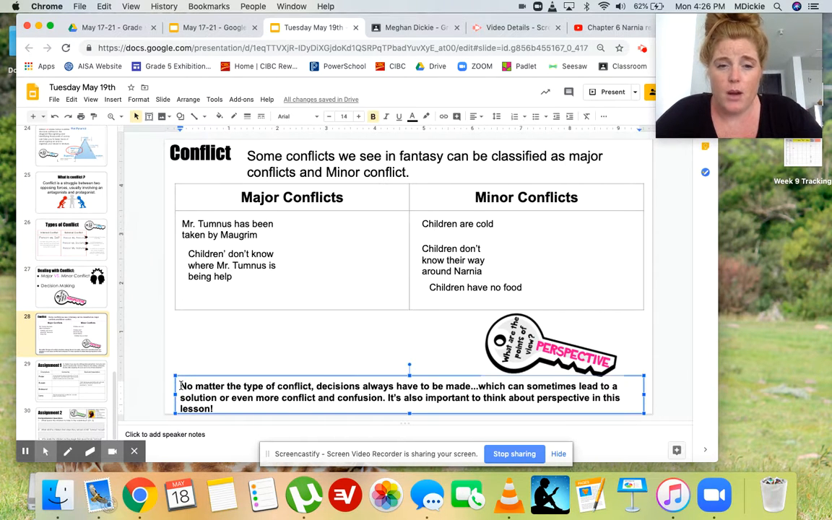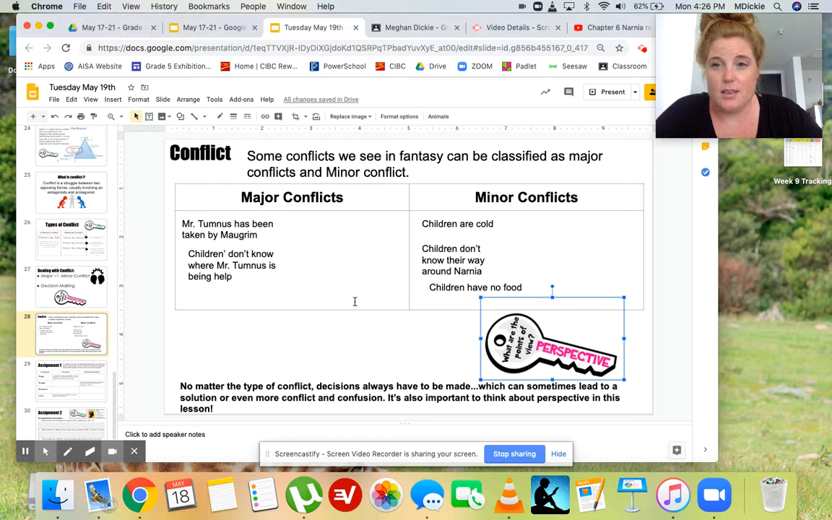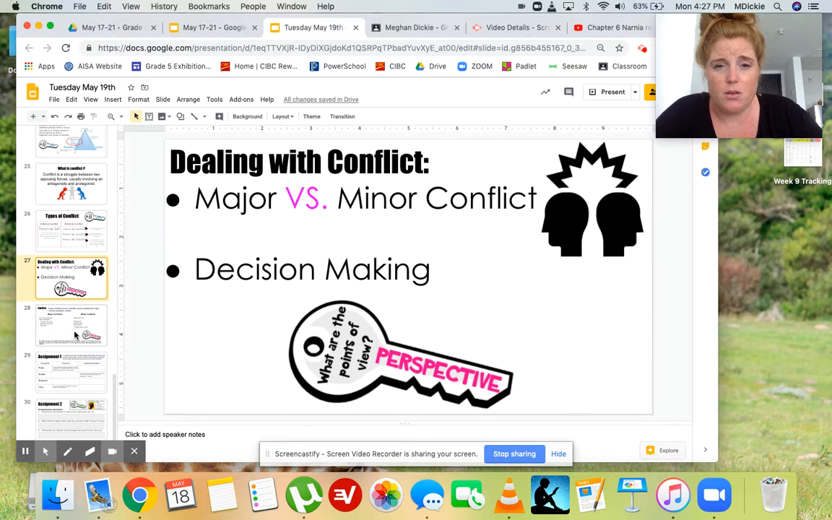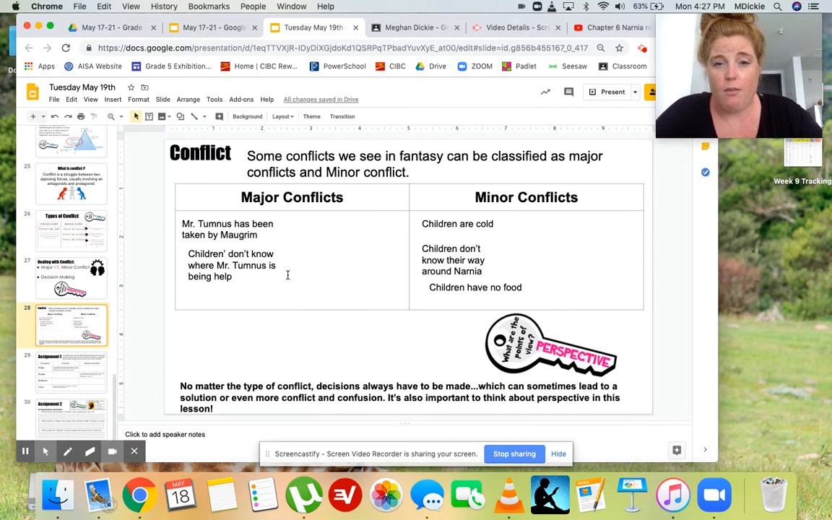Okay? Now, no matter what type of conflict it is, decisions always have to be made. And sometimes the decisions the characters make can lead to a resolution, which is a solution to the problem, or it could even lead into more conflict into the story with other characters. Okay? Which can cause some confusion. So keep that in mind. And it's also important to think about perspective, like I just said in this lesson. Okay? So for the assignment today, you're going to have to think about the decision making.